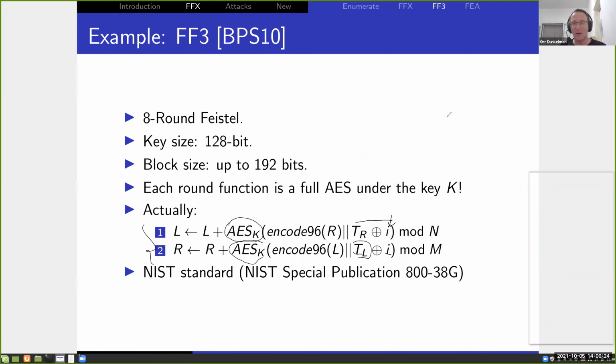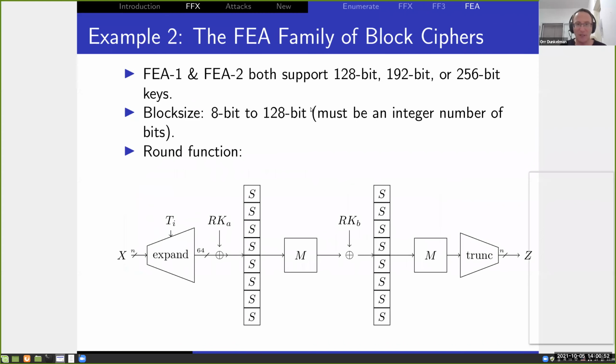FF1 is very similar, it's just that the round function computes a hash of the tweak and the key and some other parameters, and then you add it to the other side. So FF1 is slightly different, and it has 10 rounds. But this is how it's going to look. So I guess you see that it's very nice and very simple. You just need an implementation of AES. Each block costs 8 invocations of AES, but you don't need to recompute.